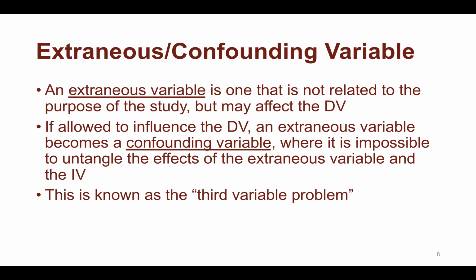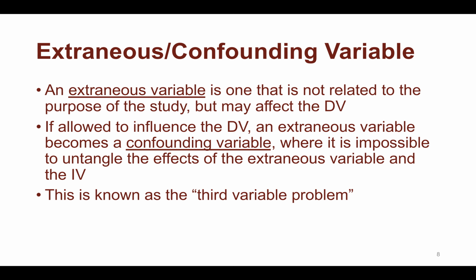An extraneous variable is one that's not related to the purpose of the study, but may affect the dependent variable. So if allowed to influence the dependent variable, an extraneous variable becomes a confounding variable where it's impossible to untangle the effects of the extraneous variable and the independent variable. In other words, you don't know if it's the independent variable that caused the change in the dependent variable, or if it's just some other third variable. So this is called the third variable problem. So this is just some terminology to be familiar with.